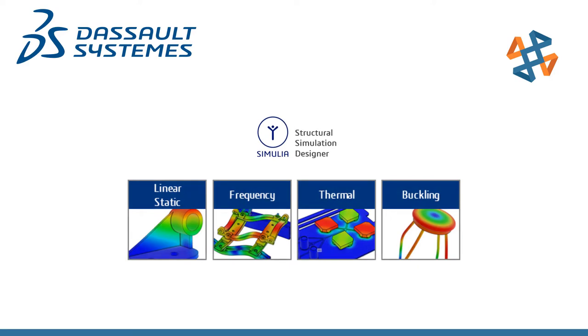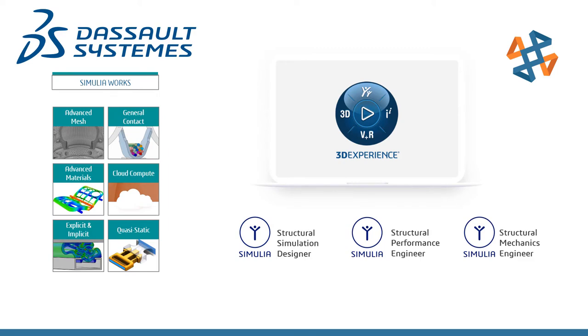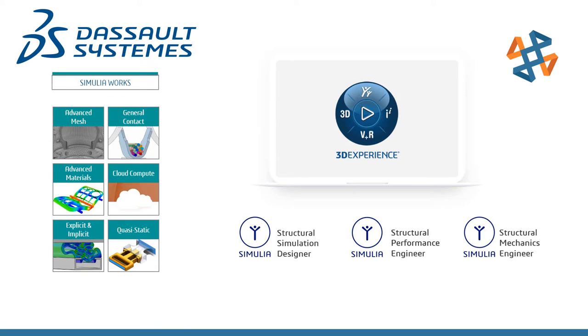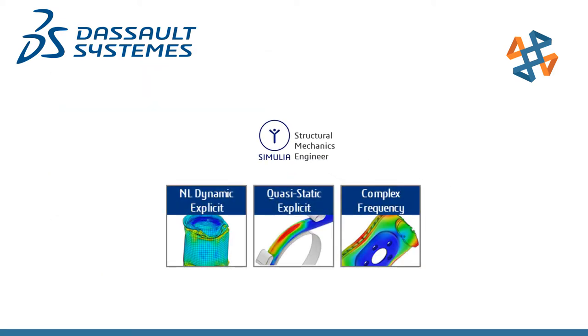Structural Simulation Designer can be likened to SOLIDWORKS Simulation Professional. It gives you the ability to do linear static analysis on parts and assemblies, resonant frequency analysis, thermal analysis, and buckling. Structural Performance Engineer can be likened to SOLIDWORKS Simulation Premium. This gives you nonlinear static capabilities, thermal structural analysis, and nonlinear dynamic analyses utilizing the Abaqus implicit solver. Structural Mechanics Engineer goes one step further, giving you nonlinear dynamic analysis utilizing the Abaqus explicit solver, quasi-static explicit solver solutions, and complex frequency analysis.